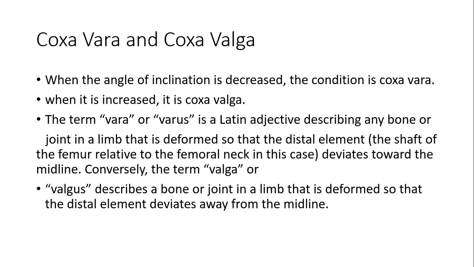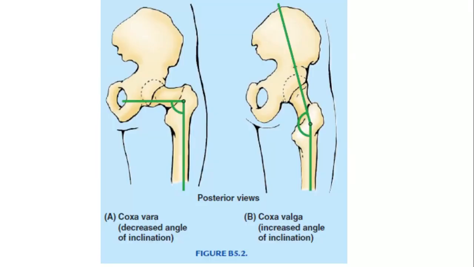So when you are walking with coxa valga, you will feel difficulty. You may have a broad-based gait, which means you have to put the two feet very much away from each other. So that's why we should know about coxa vara and coxa valga. These abnormalities can be due to trauma, or they can be normally present. Here is shown an example of coxa vara, which means the angle is decreased, and coxa valga, in which the angle of inclination is increased.